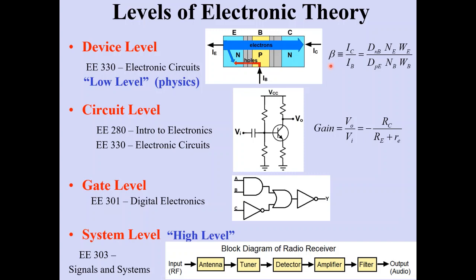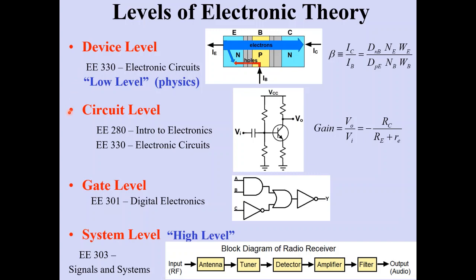And beta is the ratio of collector current, IC, to base current, IB, and it's given by this formula here that contains things like the diffusivities of the electrons and holes, the doping levels in the emitter region here and base region here, and also the physical dimensions, the width of the emitter and the base. So this is the lowest level or most fundamental level to understand electronic theory, and this is something that is covered in, for example, a course like EE 330, which is electronic circuits, or maybe you've taken another course, a solid state physics class, that has semiconductor device physics.